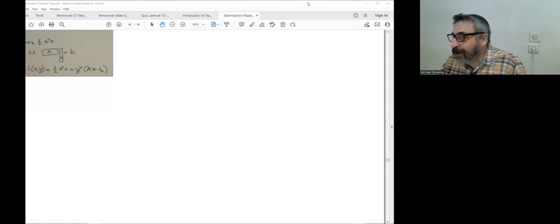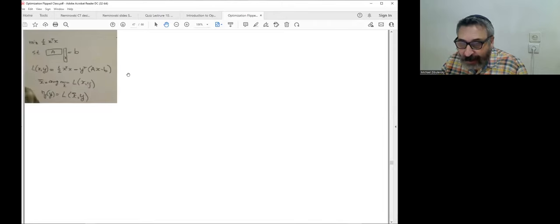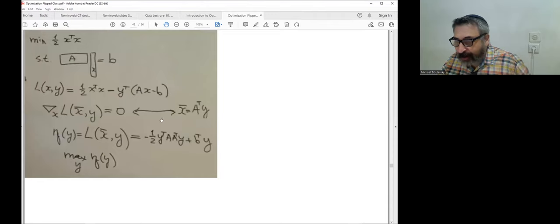Okay, let's see what I have in my slides. Hopefully I have a summary here of what we did until now. And the next step is to maximize this expression. We want to maximize the dual function. And let us do this step. Write down the gradient of this dual function and equate it to zero.